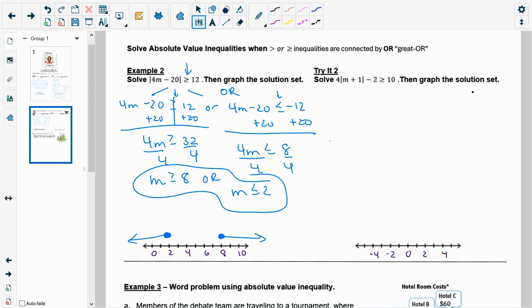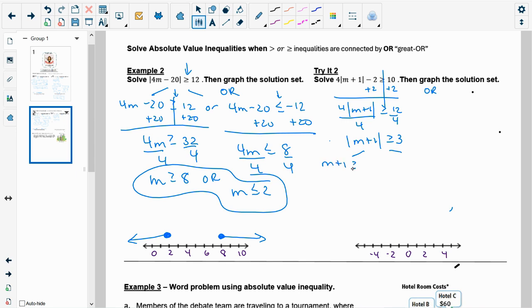Again, there's my wall. And again, this is greater or equal to, so this is going to be another or. I'm going to isolate my absolute value by adding 2 to both sides. I have greater than or equal to 12. Divide both sides by 4. And I have the absolute value of m plus 1 is greater than or equal to 3. Now that I've isolated that absolute value, I can split it. So I have m plus 1 is greater than or equal to 3, or m plus 1, remember I'm going to change the direction of the sign, and that positive 3 becomes a negative 3.